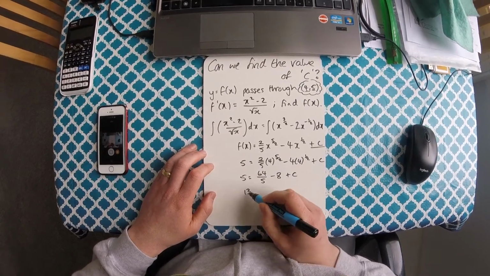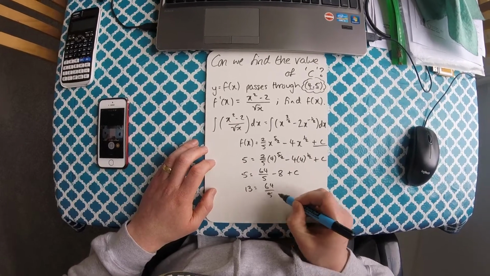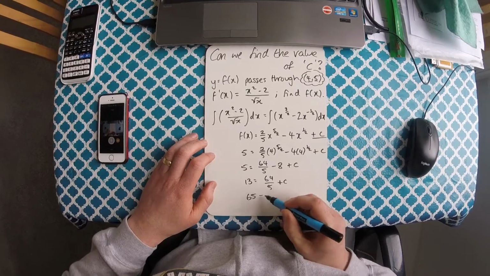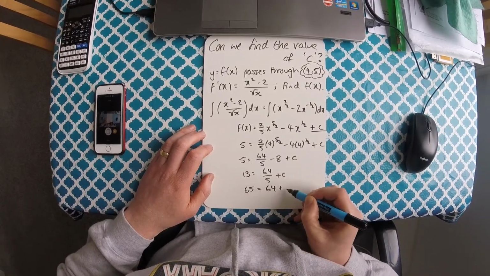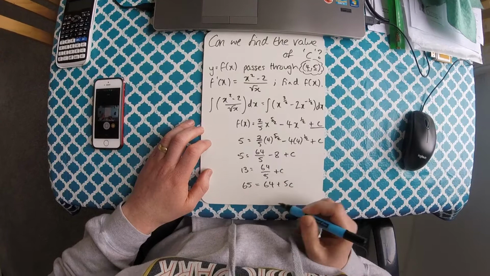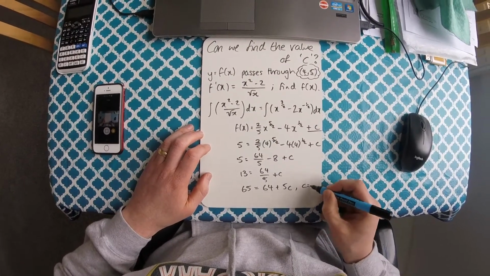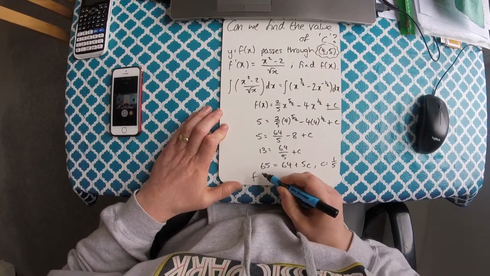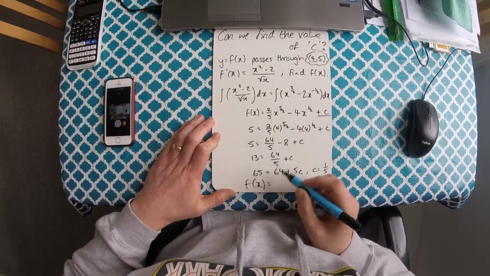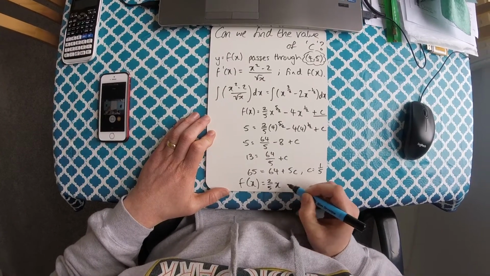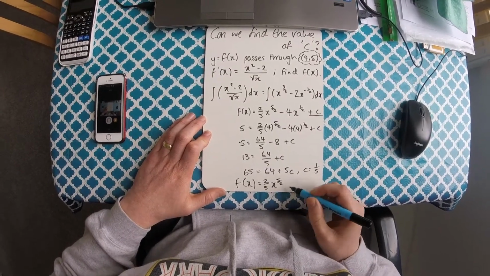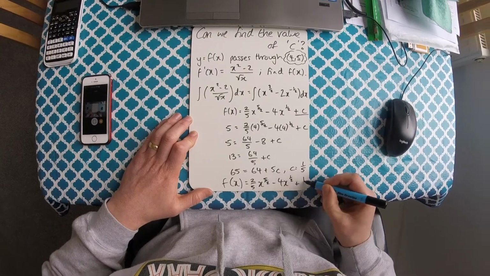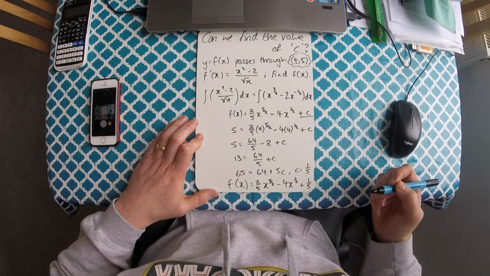So that's going to give me 13 equals 64 over 5 plus c. If I times everything by 5, and then I end up with c equals 1/5. And now I can write out f(x) fully as 2/5 x to the power of 5 over 2 minus 4x to the power of a half plus 1/5, and we've got rid of our c.